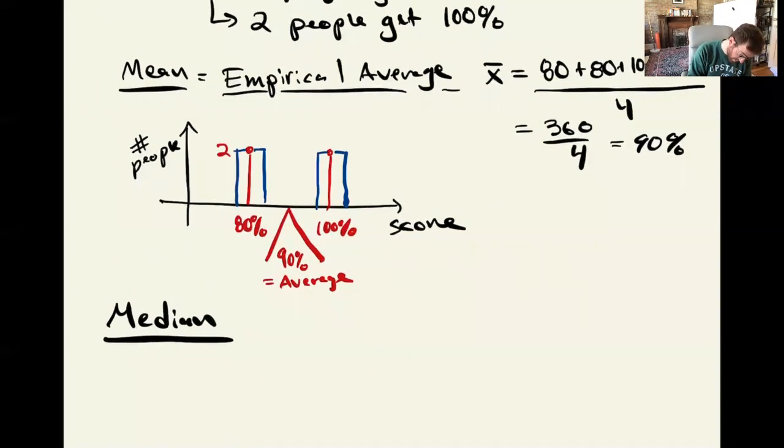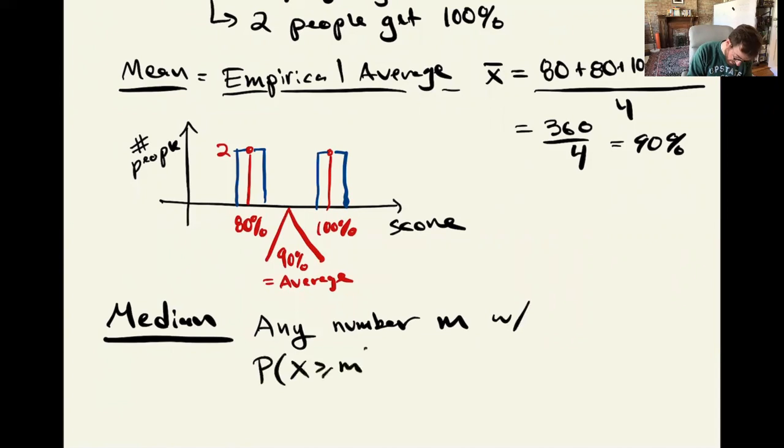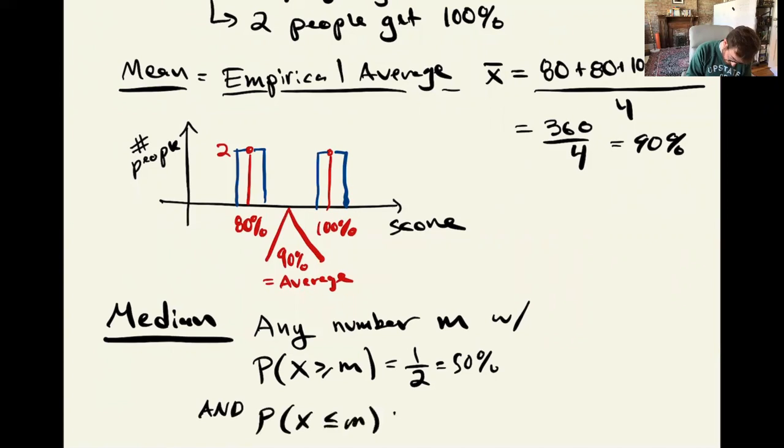So here's more formally, I would say any number m with the probability that x is greater than or equal to m equals 1/2, which is the same thing as 50%, and the probability that x is below m equals 1/2, and this is equal to 50%.